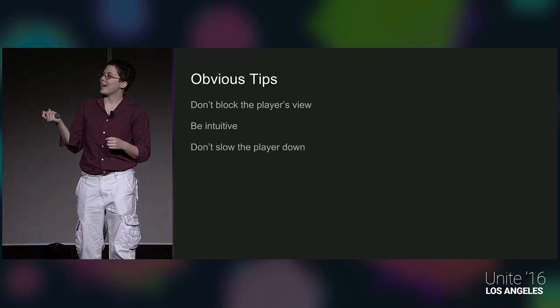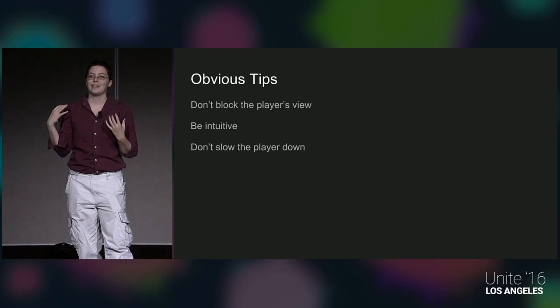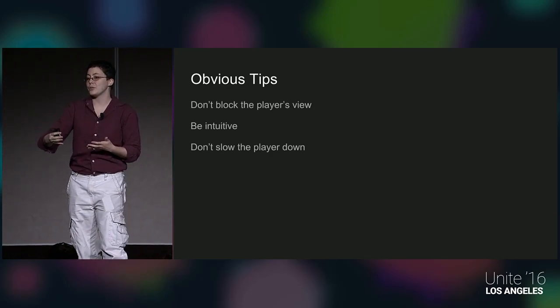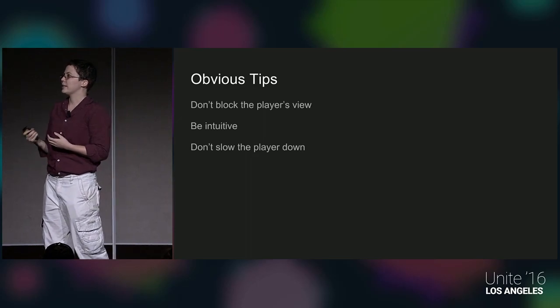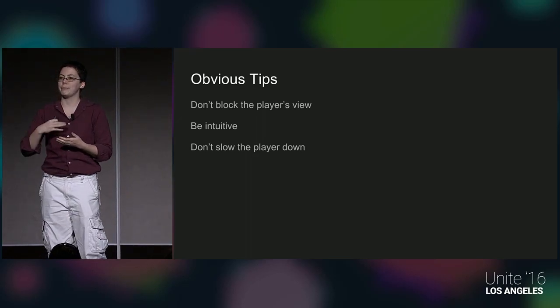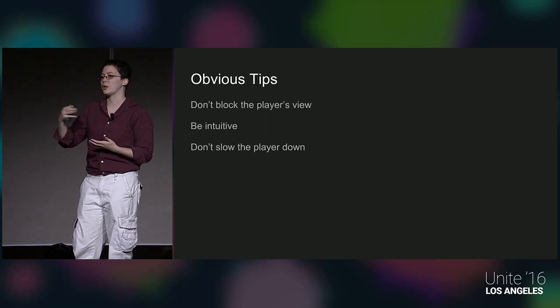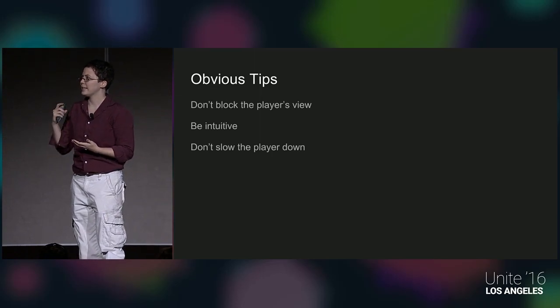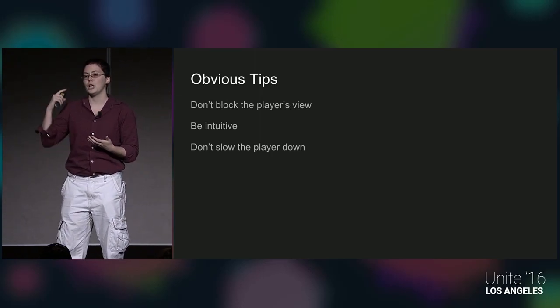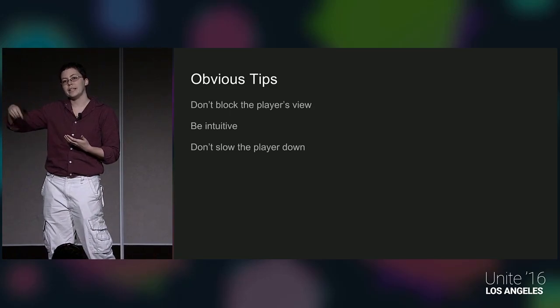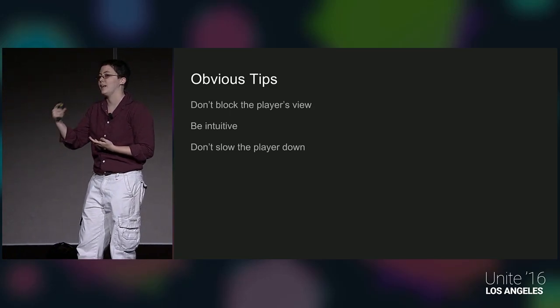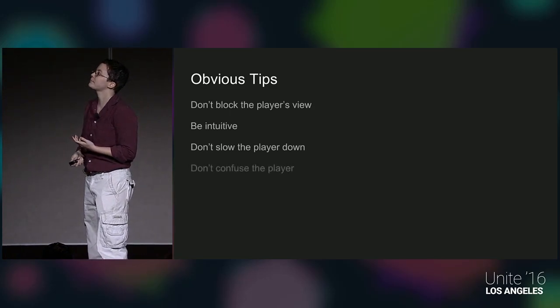Don't slow the player down. If there's something that they need to go through a menu to do, have that happen as quickly as possible. Don't put barriers in the interface. Don't make the player jump through hoops to get something done. As soon as they know the thing they want to do, the interface should let them do that as immediately as possible.